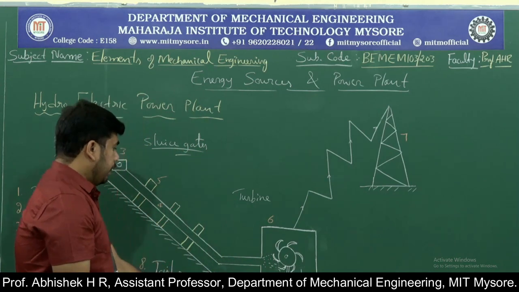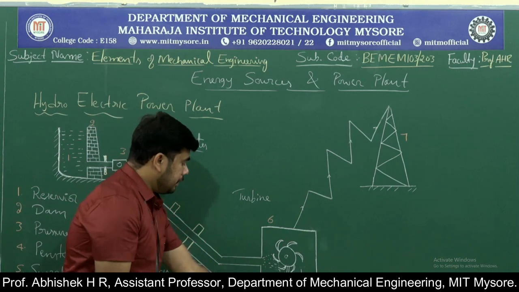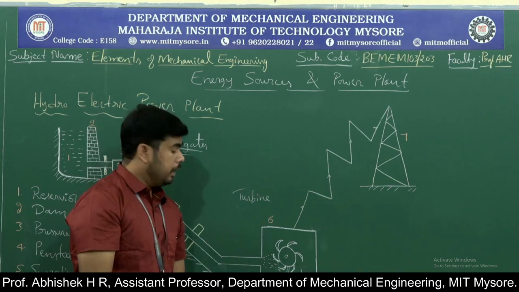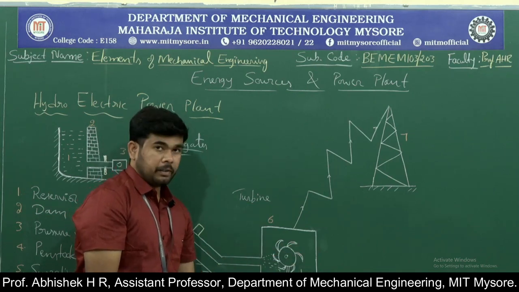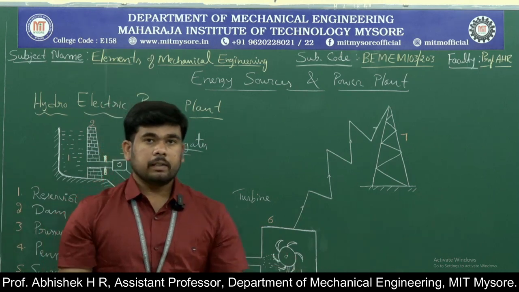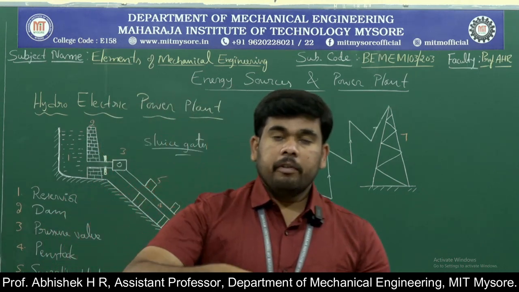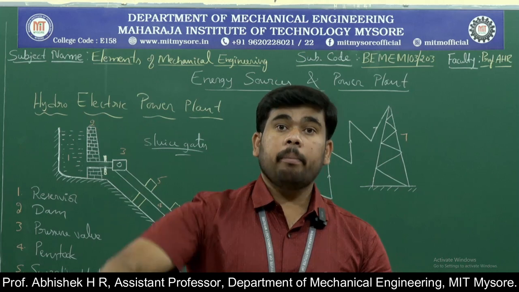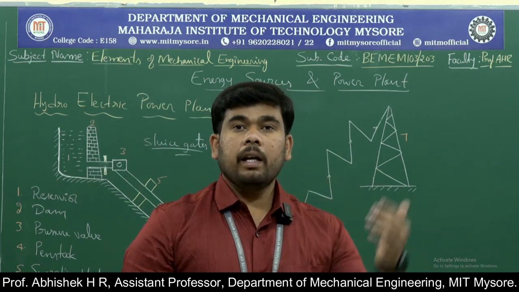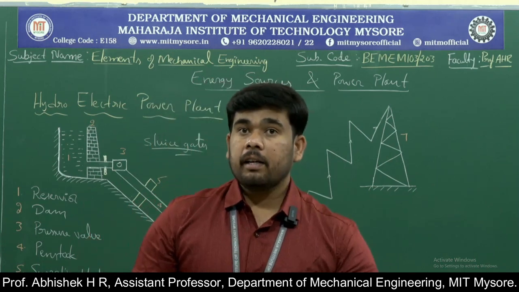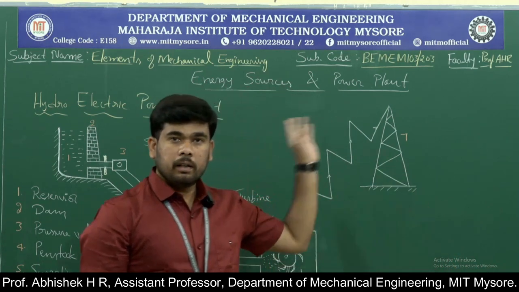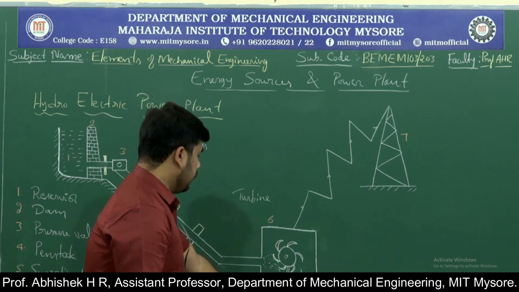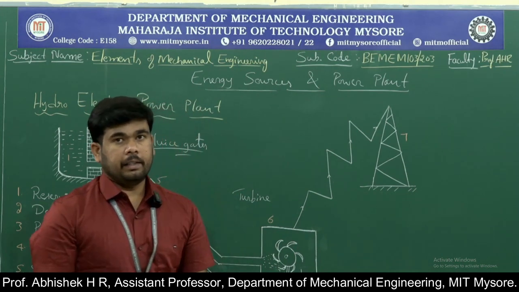And one more important thing, number 8, is the tail race. After the water splashes on the turbine blade, it settles at the bottom place. This water we call the tail race. Either we can use this water for agricultural purposes, or we can pump it back to the reservoir, so again we can repeat the process. This is the 8th one, the tail race.